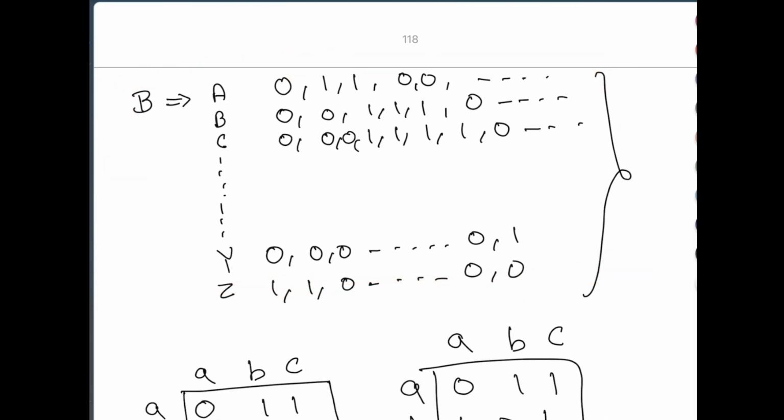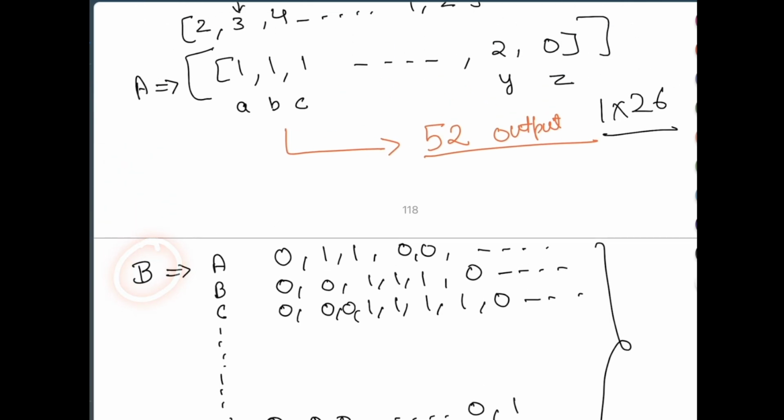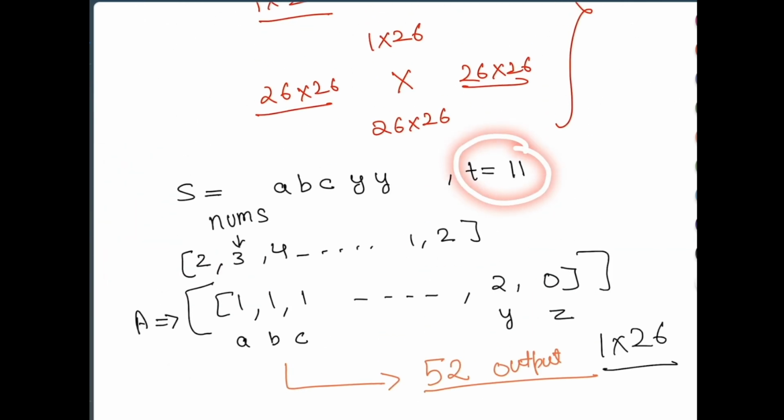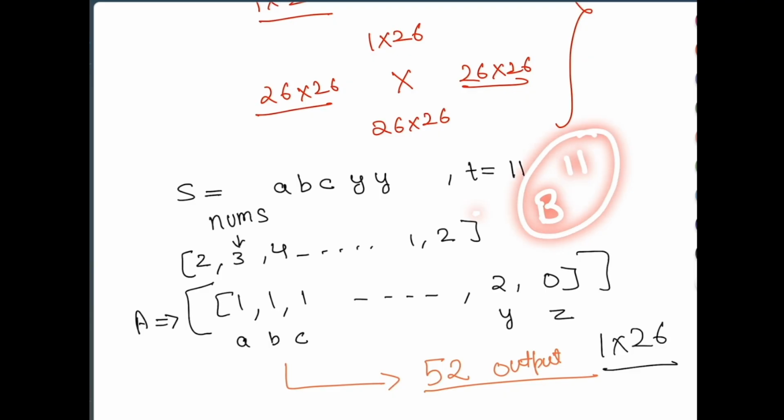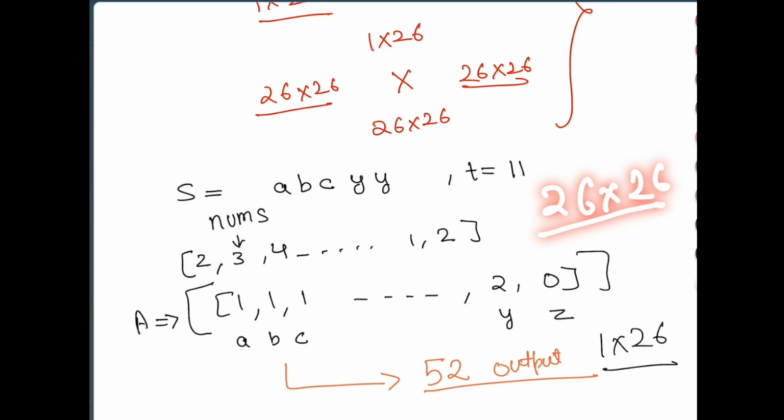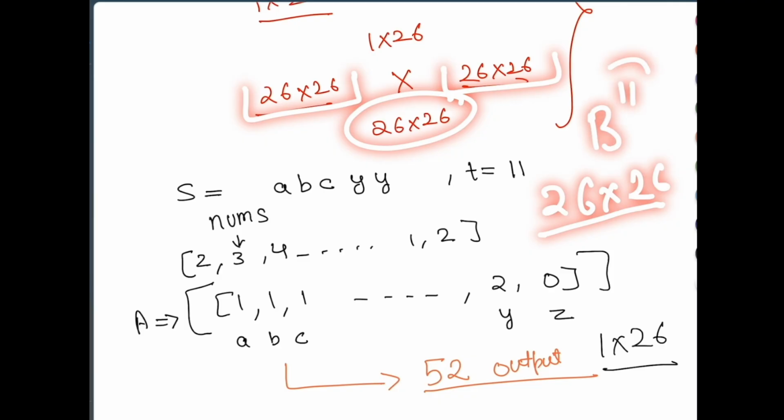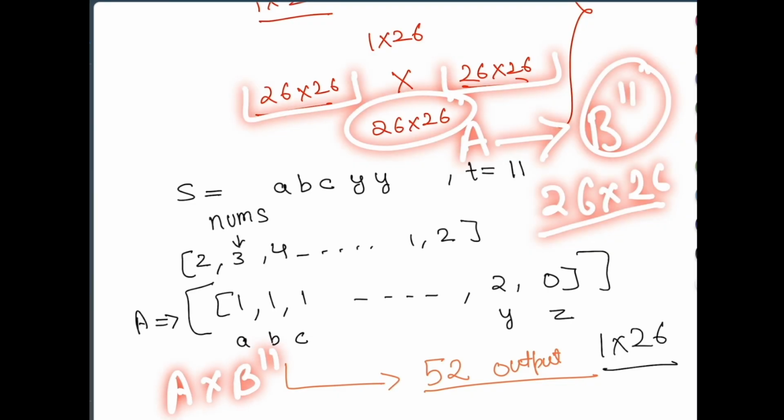Now the simple formula is, if this is your matrix, the value of T is 11, right? So what you are going to do is say B to the power 11. You have to multiply this B 11 times, and then you will have a matrix of size 26 by 26, right? The size of the matrix is not going to change because 26 by 26 multiplied by 26 by 26 is the same size, right? So you have to say B to the power 11, and then multiply this resulting matrix with A. So it will be A multiplied by B to the power 11, right?